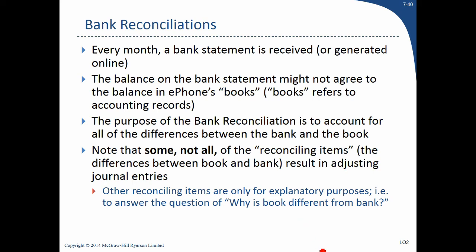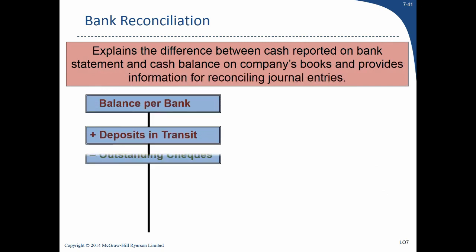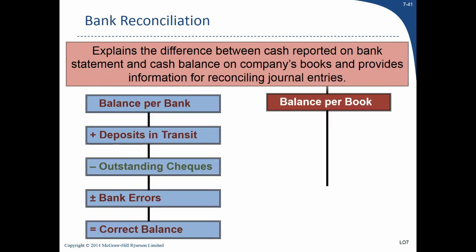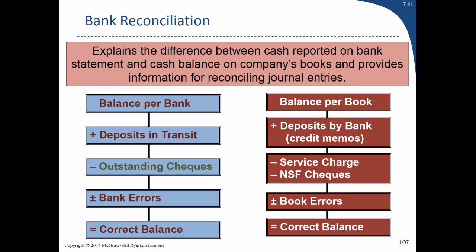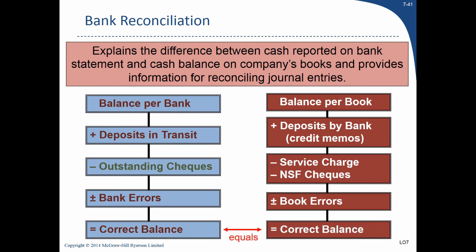Ultimately, we want to answer the question, why is book different from bank? Okay, so there is a true correct cash balance, right? There is an amount of cash that ePhone has. Let's start with the balance per bank. Let's say the bank statement shows $100 as at December 31st.